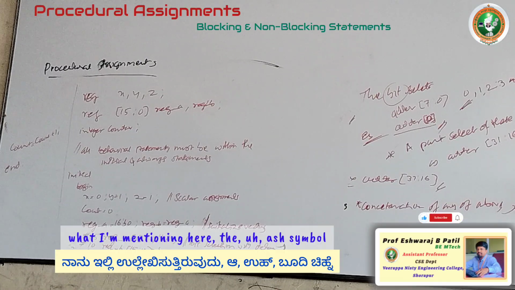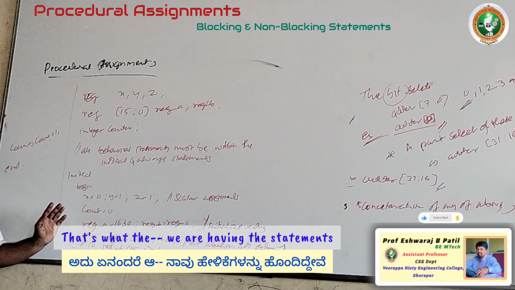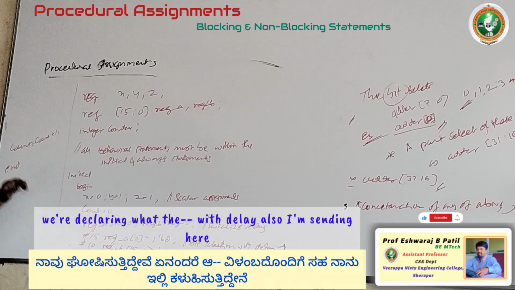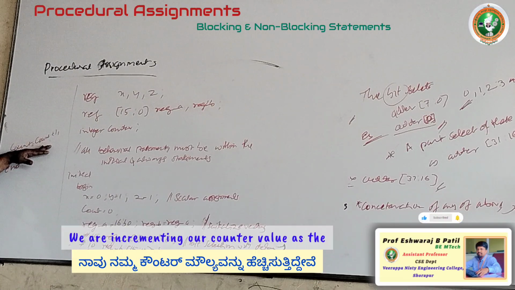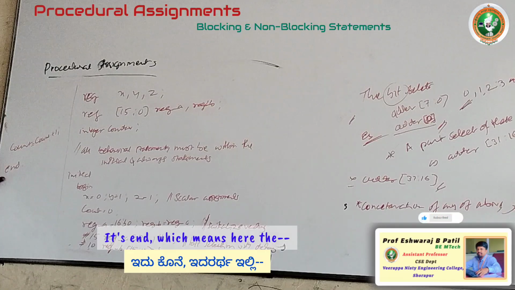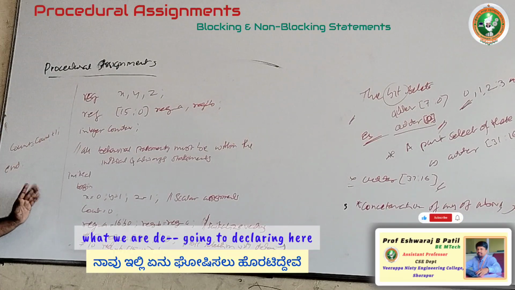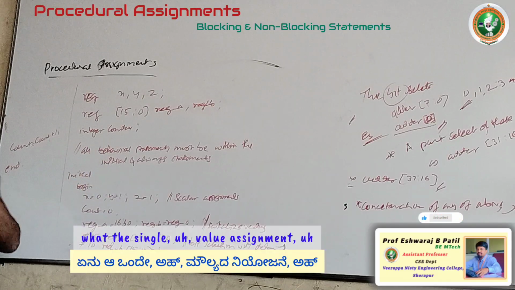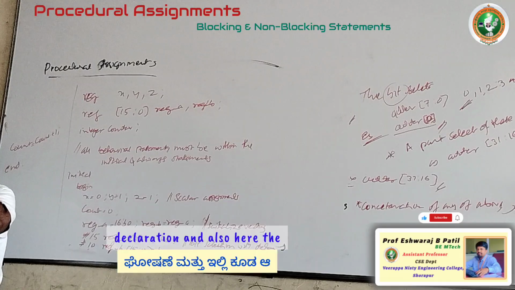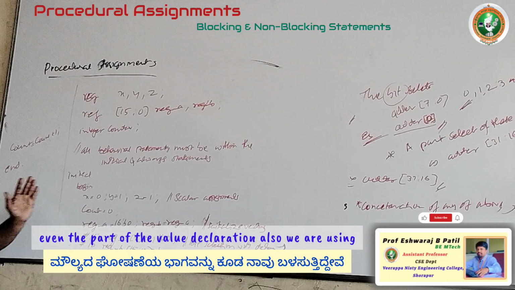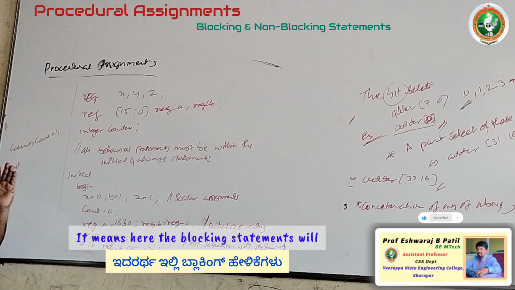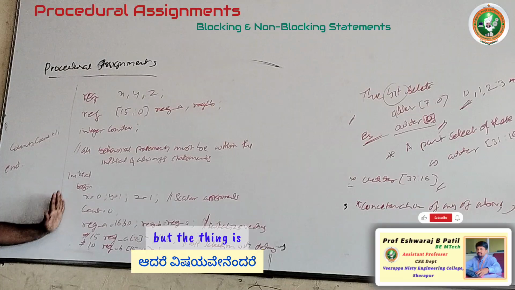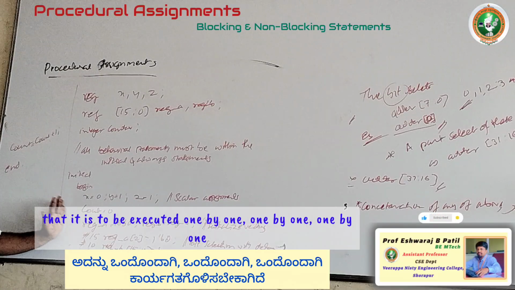This is what I'm mentioning here, the hash symbol. We have the statements with the variables declared with delay also. Count equals count plus 1. We are incrementing our count value by 1. It's the end. Here we are declaring procedural statements having the block statement, which is used for single value assignment declaration, and also for part of the value declaration. The blocking statements will work only sequentially. If it is executed in parallel, then also it is supported. But the thing is that it is to be executed one by one.